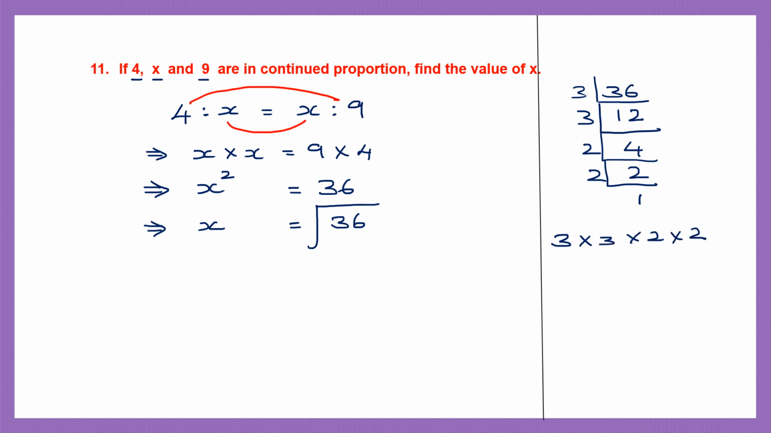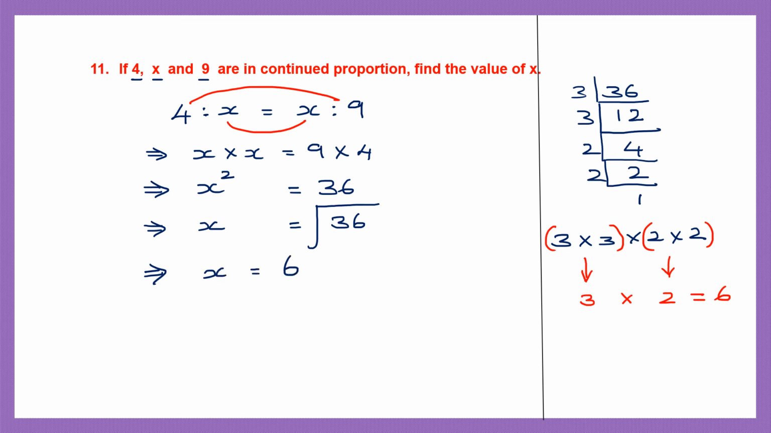Now since we are finding the square root, square means 2, I'm going to put these factors in groups of 2. So 3 and 3, 2 and 2. So each group has 2 factors inside and they're the same. I don't have a 3 and a 2. I have two 3s and two 2s. Now from each pair I'm going to take out 1. So I'm going to take one 3 from here and one 2 from here and multiply these two. 3 twos are 6. So the square root of 36 is 6. So x is equal to 6.